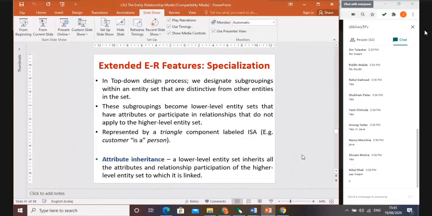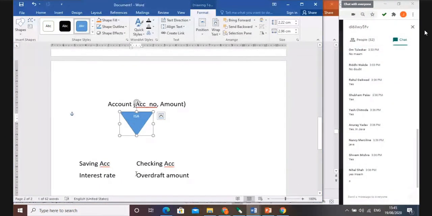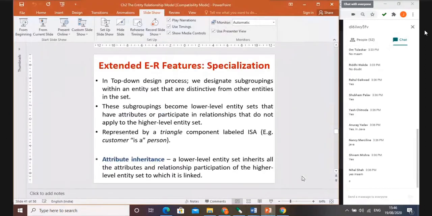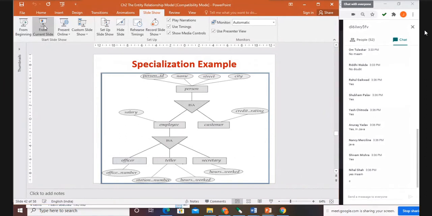Fine. Now attribute inheritance, as I told you: a lower level entity set inherits all the attributes and relationships participating of the higher level entity set to which it is linked. That just now we saw, all the attributes of account are part of the saving account as well as the checking account. That is for specialization.